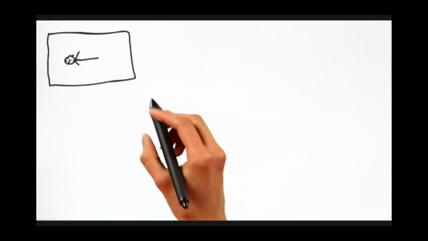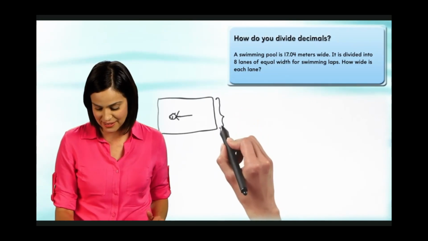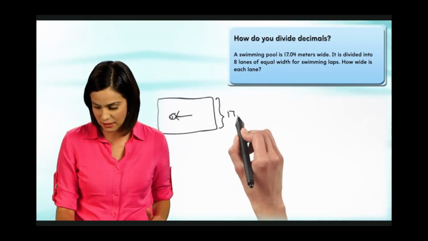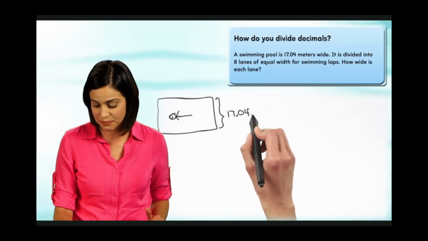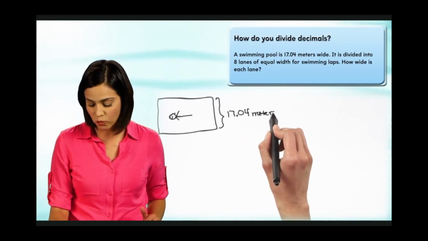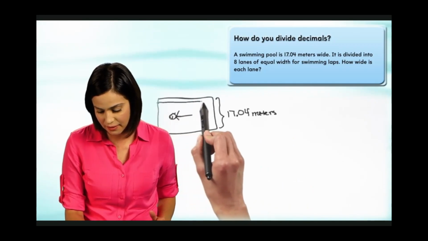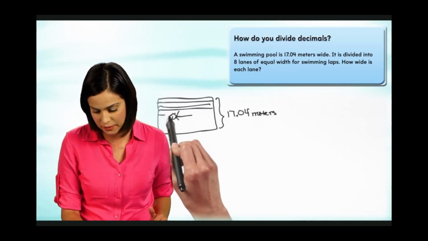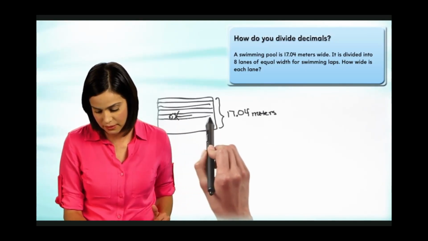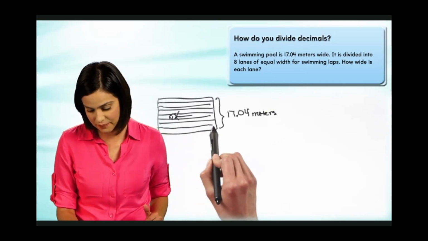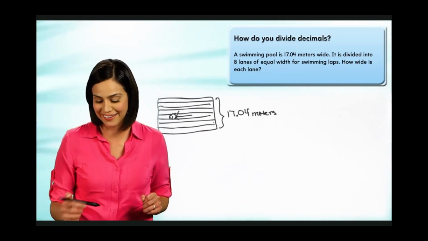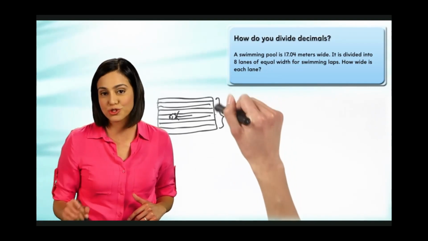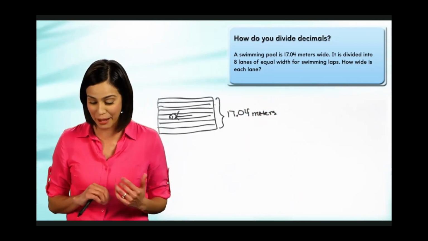Here's my swimming pool, and there I am swimming. Now we know that the width is 17.400 meters. And we want to divide our pool into 8 lanes of equal parts. 1, 2, 3, 4, 5, 6, 7, 8. Okay, I know they don't look equal, but it's hard to draw them equal. So I hope you can do a better job than I'm doing.